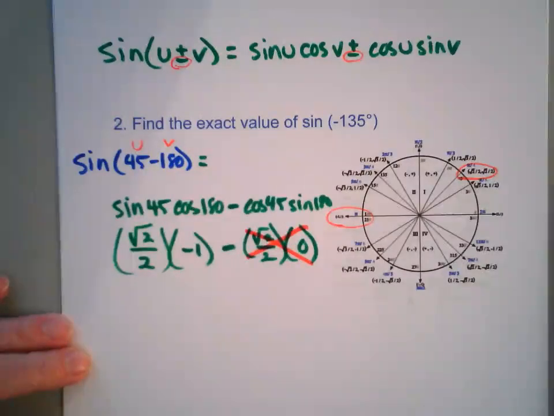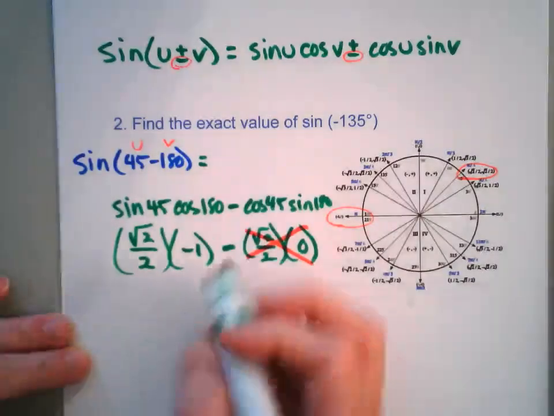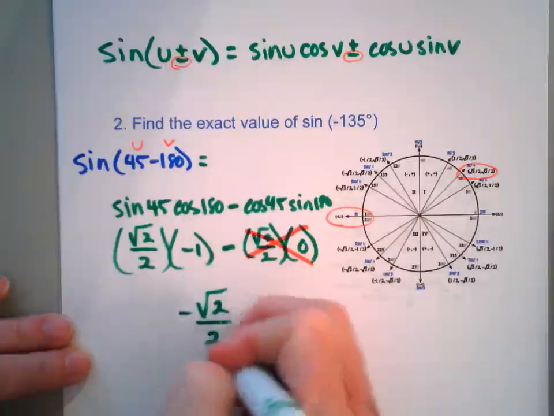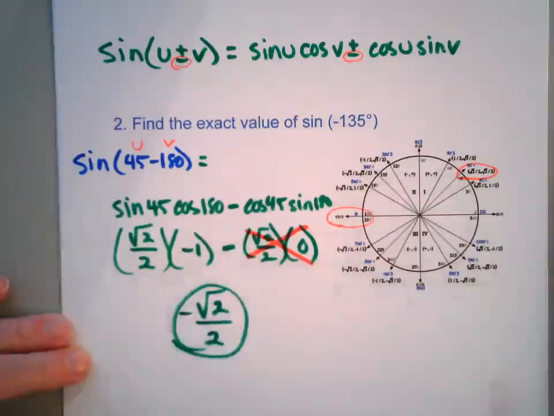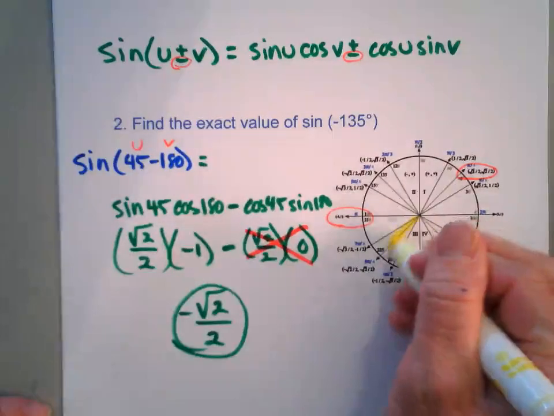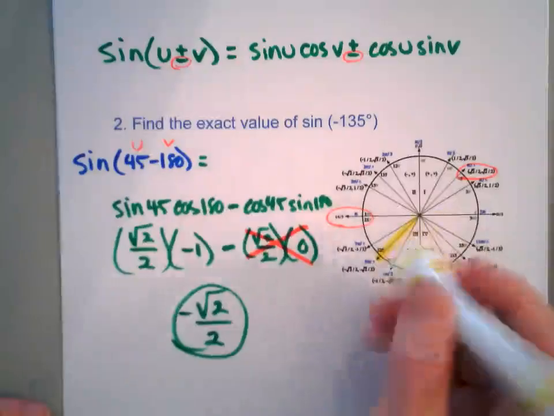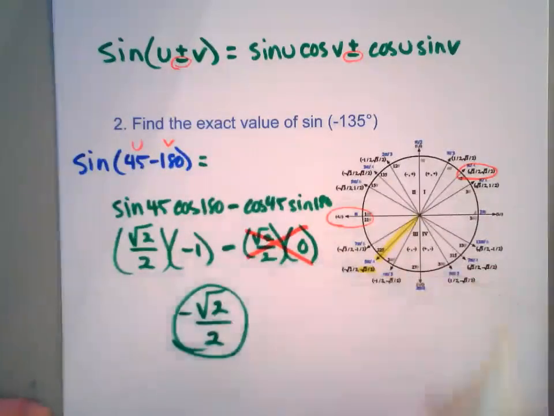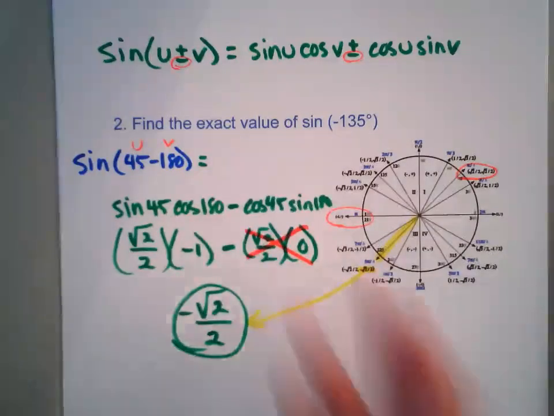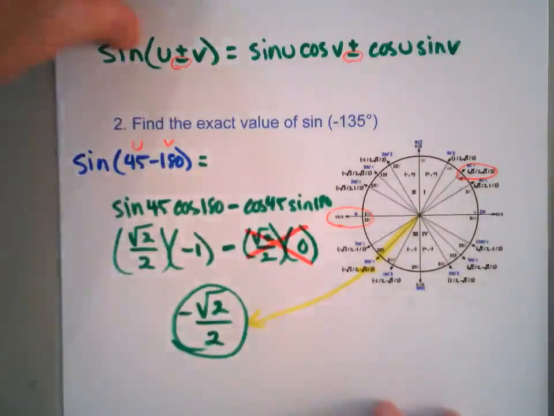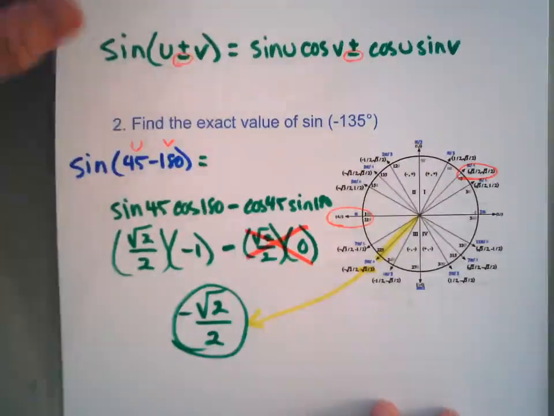And so this probably wasn't the best problem to do, because somebody's already figured out that negative 135 is about right here. And the sine of negative 135 is right there, which matches exactly what we got. But we proved that you can do this using an identity versus just using the unit circle.